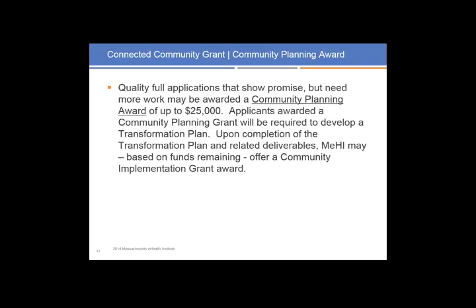There is a community planning award aspect to this, so we recognize that there may be a number of applications that show promise, but some of them may need more work to be awarded a full community grant. So in that sense, we would award them a community planning award of up to $25,000. Applicants awarded a community planning grant will be required to develop a transformation plan. Upon completion of the transformation plan and related deliverables, MeHI may, based on funds remaining, offer a community implementation grant award.